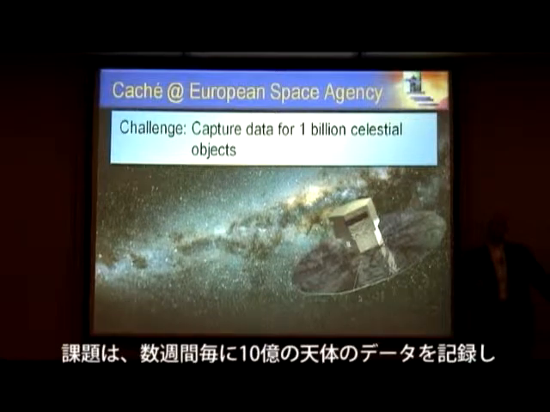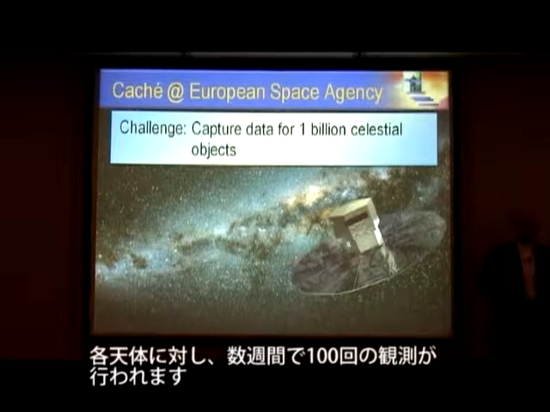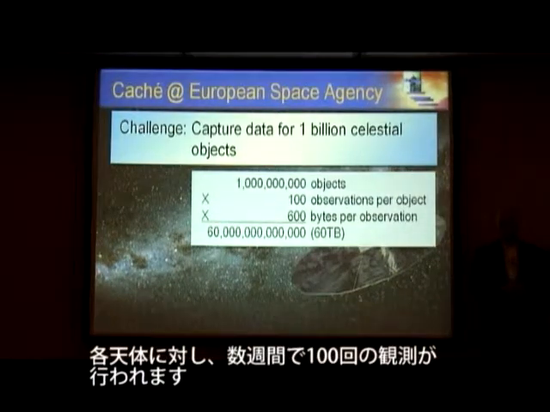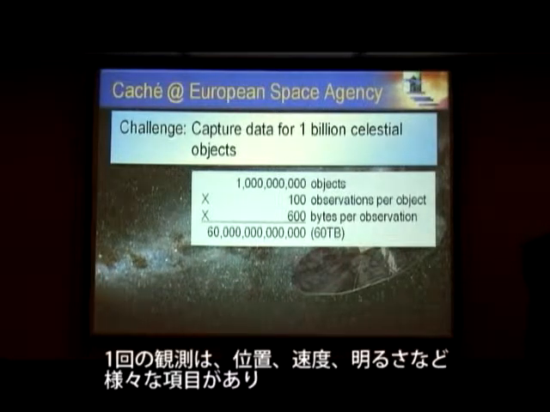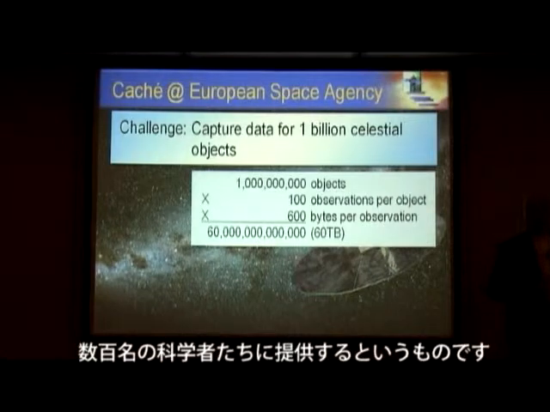So every few weeks you have a challenge of inserting into a database data for 1 billion different celestial objects. In the course of those few weeks, there will be about 100 observations for each of those objects. And each of those observations is a structured set of data with position, apparent velocity, luminosity, other such characteristics. And the goal is to be able to absorb 60 terabytes of data as quickly as possible and make it available to the hundreds of researchers that are trying to use it.